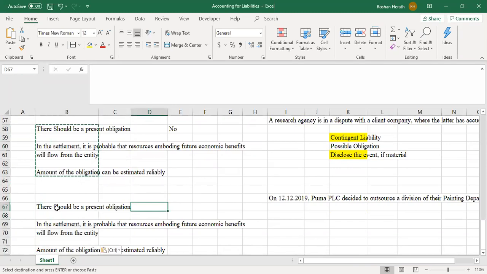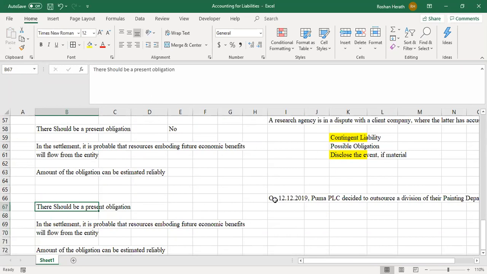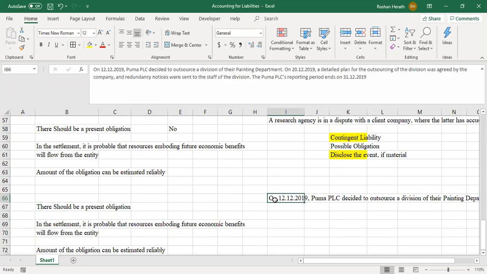First one, there should be a present obligation. That's the first question it asks. If you lay off your employees, do you have a kind of obligation there? Certainly, you need to pay compensation. If a particular employee is going to get laid off, definitely you have to pay compensation, especially if it is a permanent staff member.